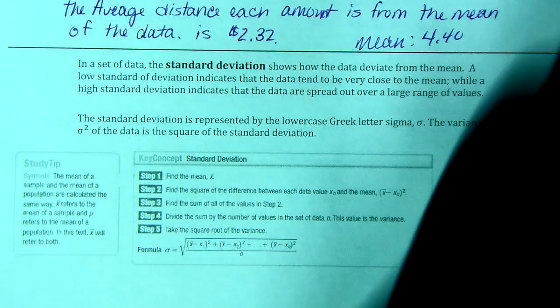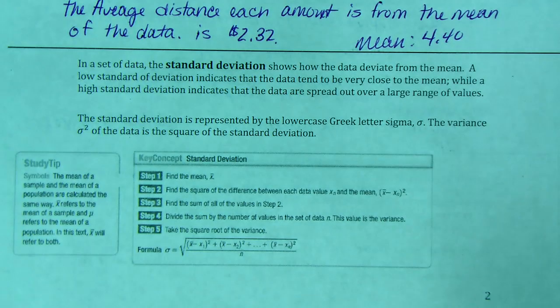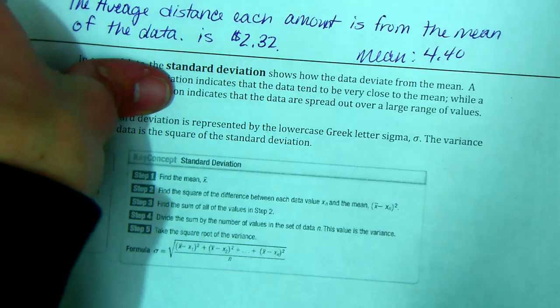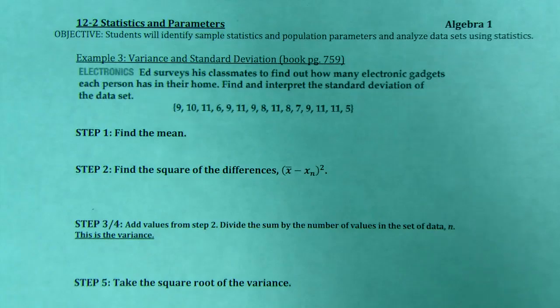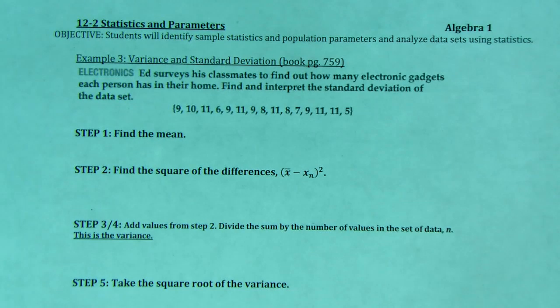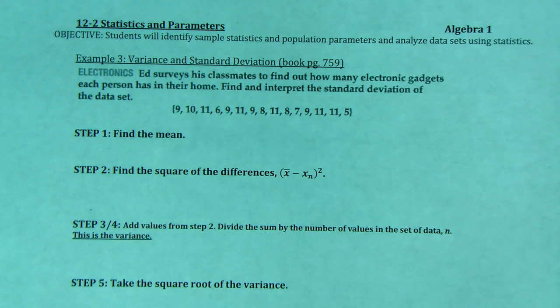Okay, so let's do this. We've got another example: variance and standard deviation. The word variance refers to the sum of all of them, the answer you get before you take the square root.